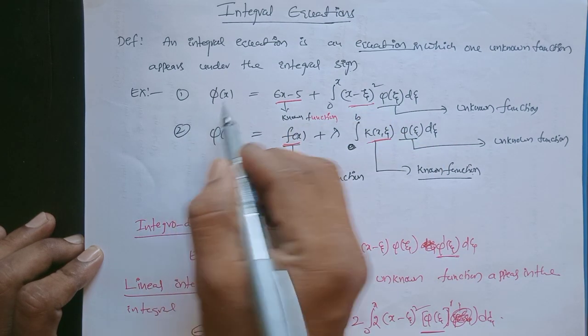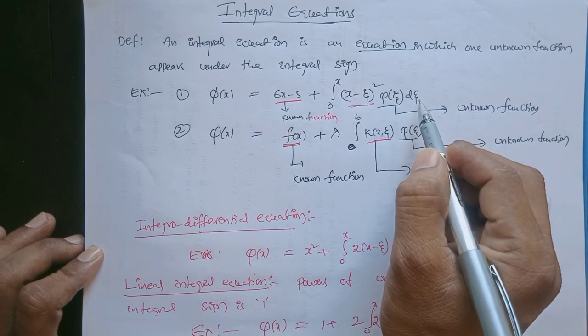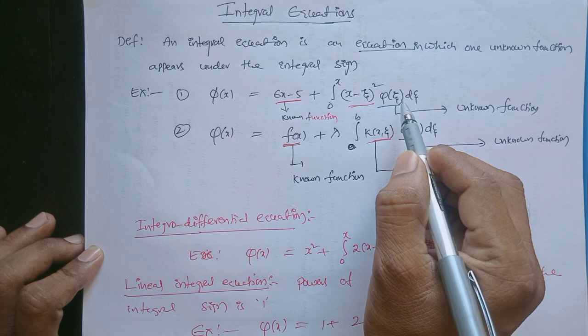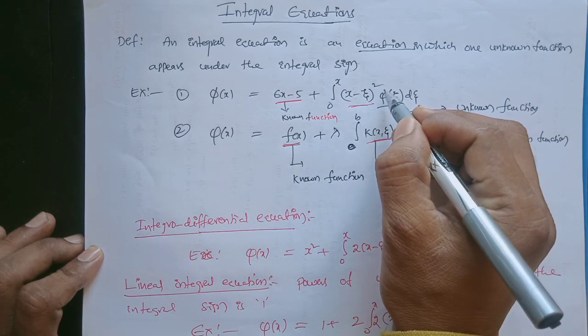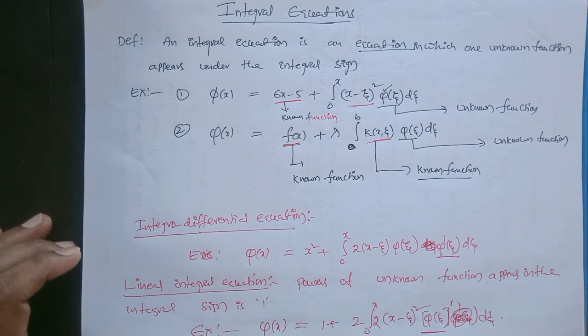Suppose I am taking phi of x is equal to 6x minus 5 plus integral 0 to x of (x minus xi) whole square into phi of z dz. It is one integral equation because here this function phi is an unknown function. So this is called an integral equation.